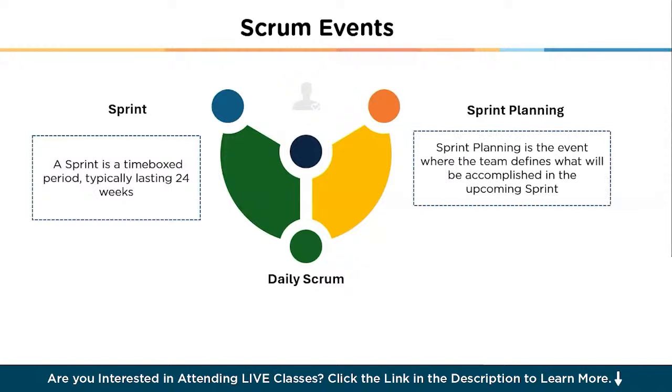Next one we have is sprint planning. It is an event where the team defines what will be accomplished in the upcoming sprint. The product owner presents the high priority backlog items and the team collaborates to select those they can complete within the sprint. Together, they set a clear sprint goal and create a plan for achieving it.